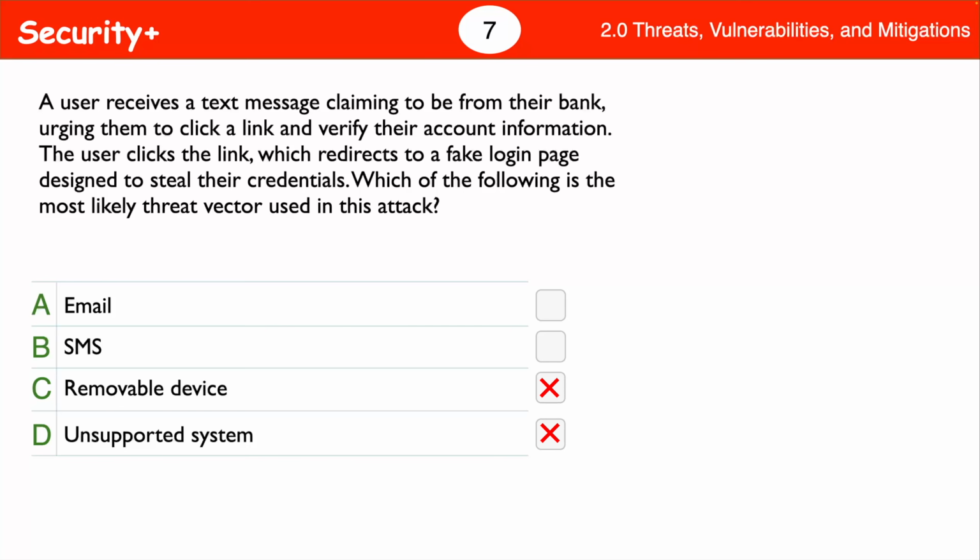And then we can eliminate A, email. Email is a type of phishing, but the scenario mentions text messages, not an email, right? And that leaves us with the answer, which is B, SMS, which stands for short message service. And that is a text message, making SMS the correct threat vector here. And SMS phishing, also known as smishing, which is on the exam objectives for you to know, is a well-known attack method using fraudulent text messages to steal credentials.